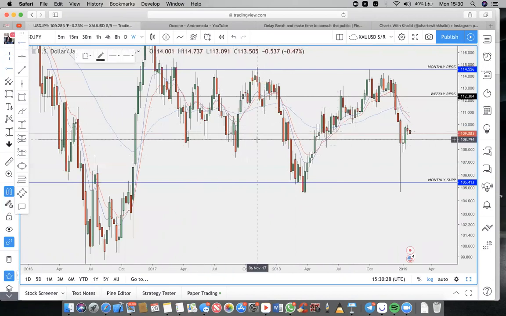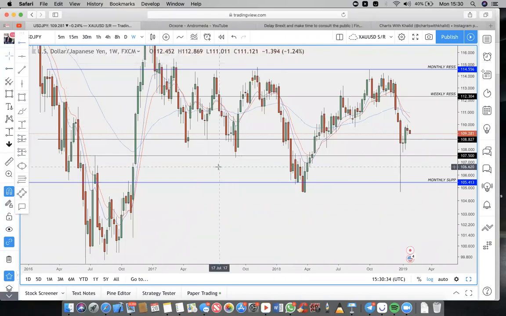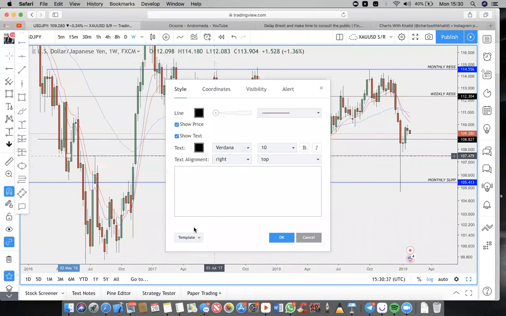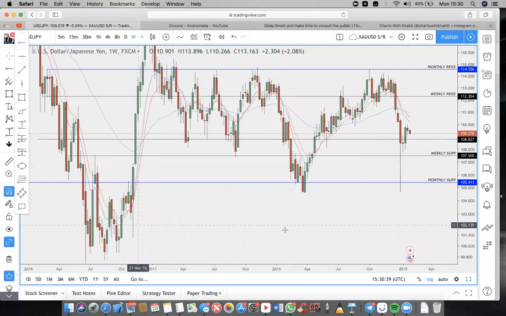This pair is actually quite choppy. I used to trade this pair quite a bit, but not as much. We've got weekly support there at 107.500. And what I'm going to do now, click on the daily.